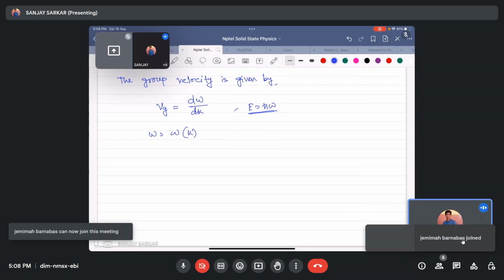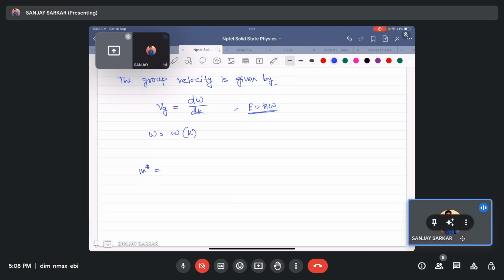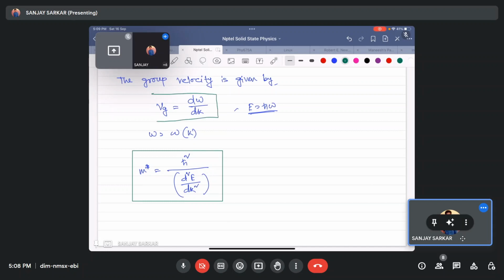And the effective mass of an electron in a crystal is given as m star. So m star is given by h bar square divided by d2E by dk square. So these are the two formulas. We will be using these two formulas to solve a few problems.